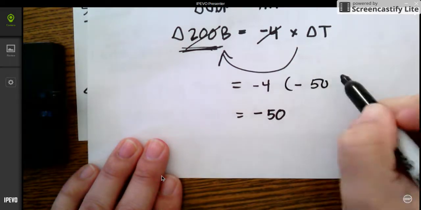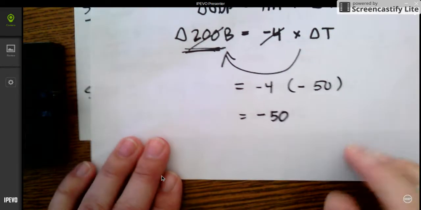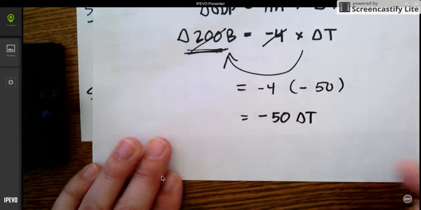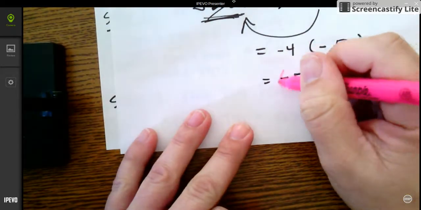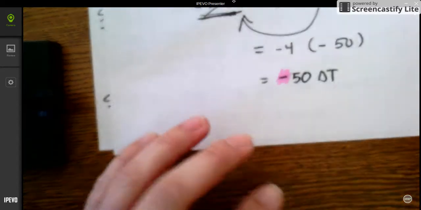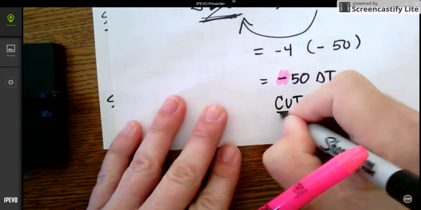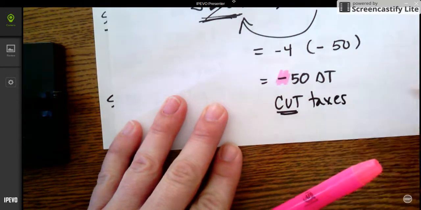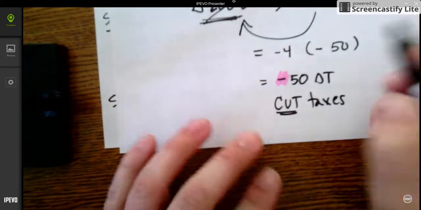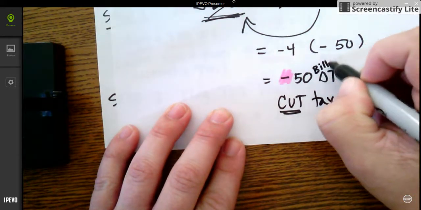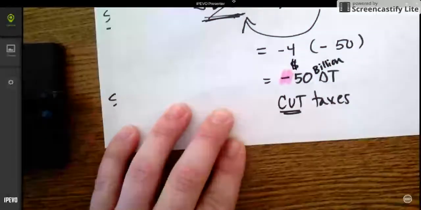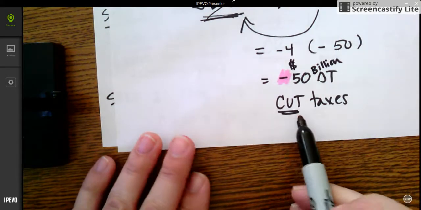times the -4. So you might be asking yourself, well, what do you mean a -50? If this is a negative number in front of the 50, that means that I need to cut taxes by $50 billion. And what I should do is put a little billion in here and a dollar sign. But what I need to do is cut the taxes.